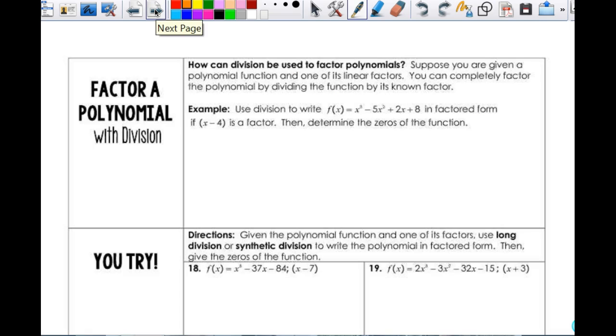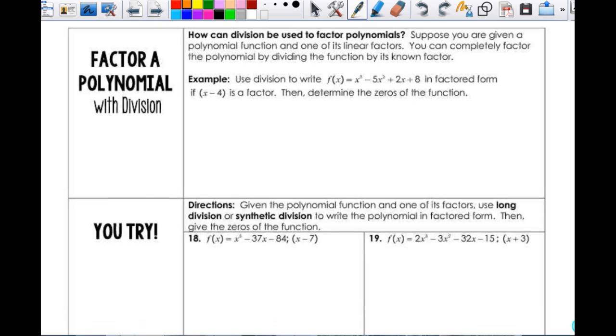All right, so this says, how can division be used to factor polynomials? Suppose you are given a polynomial function and one of its linear factors. You can completely factor the polynomial by dividing the function by its known factor. So this says, use division to write this function in factored form if x minus 4 is a factor. Then determine the zeros of the function. All right, so we can divide. Do you want to use synthetic division or long division? Synthetic, because we can, right?